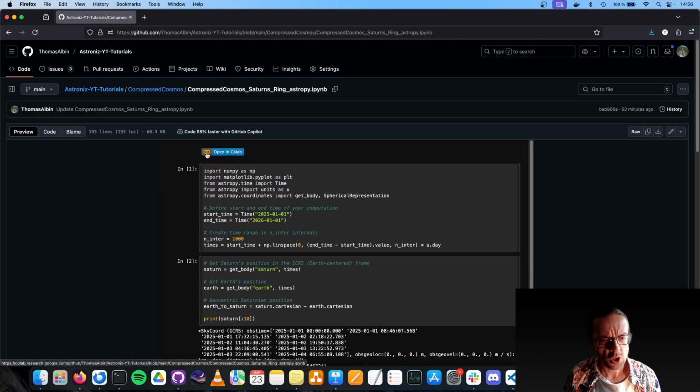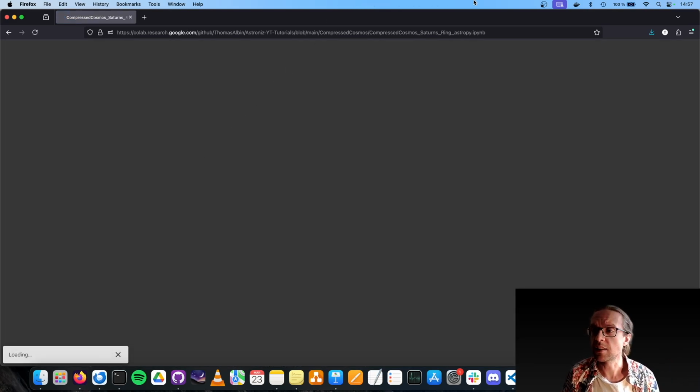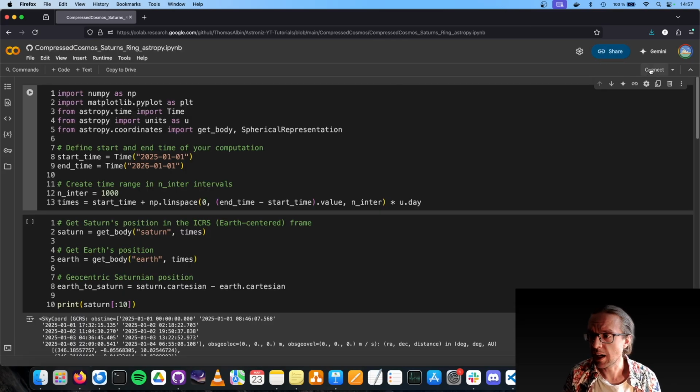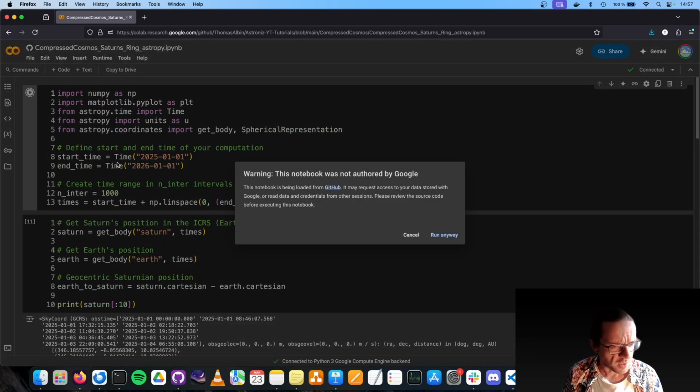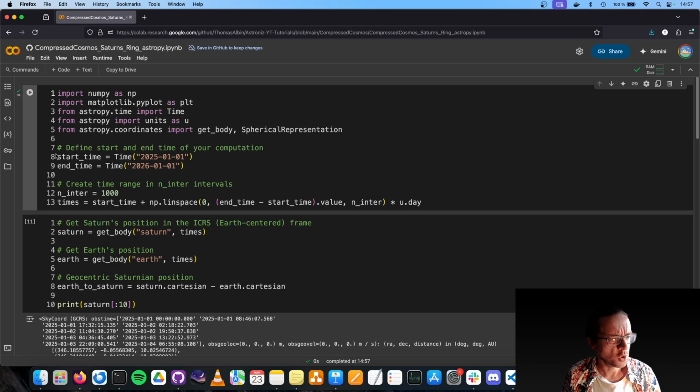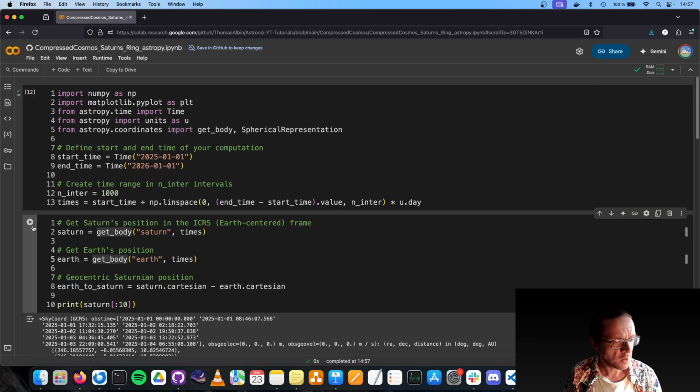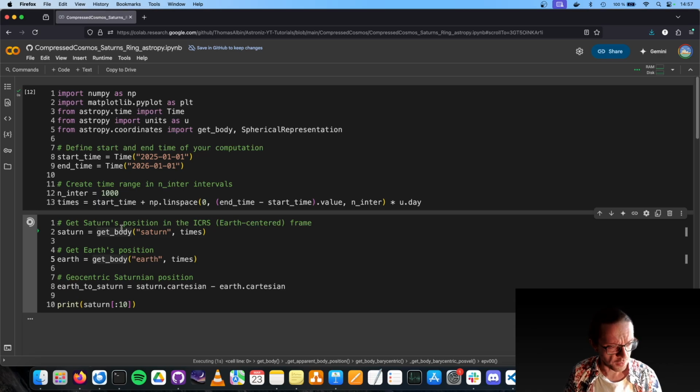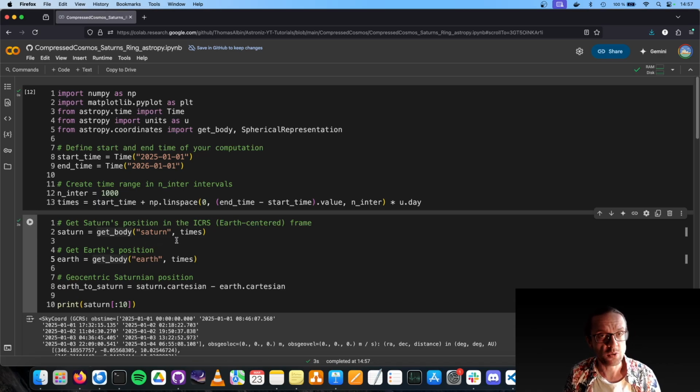So here in this script, let's click on open in Colab, and an instance is then being set up. We have to click here on connect, and the warning will also spawn when we execute the code. Let's execute the first part, where we simply set the starting and end time for our computation, basically this year with 1000 steps, so around 3 computations a day. And then we compute the position of Saturn and Earth in an Earth-centric ICRS coordinate system.